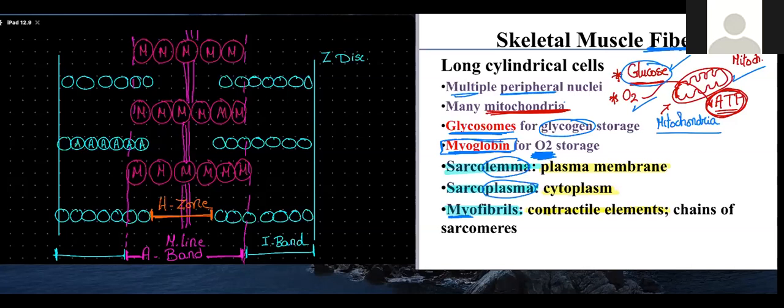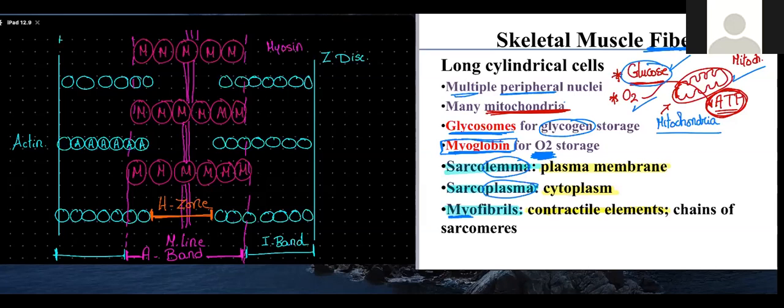So again, thick filaments are formed of myosin. Thin filaments are going to be formed mainly by actin. This is the main component that builds up my thin filaments. What do we call the whole thing?